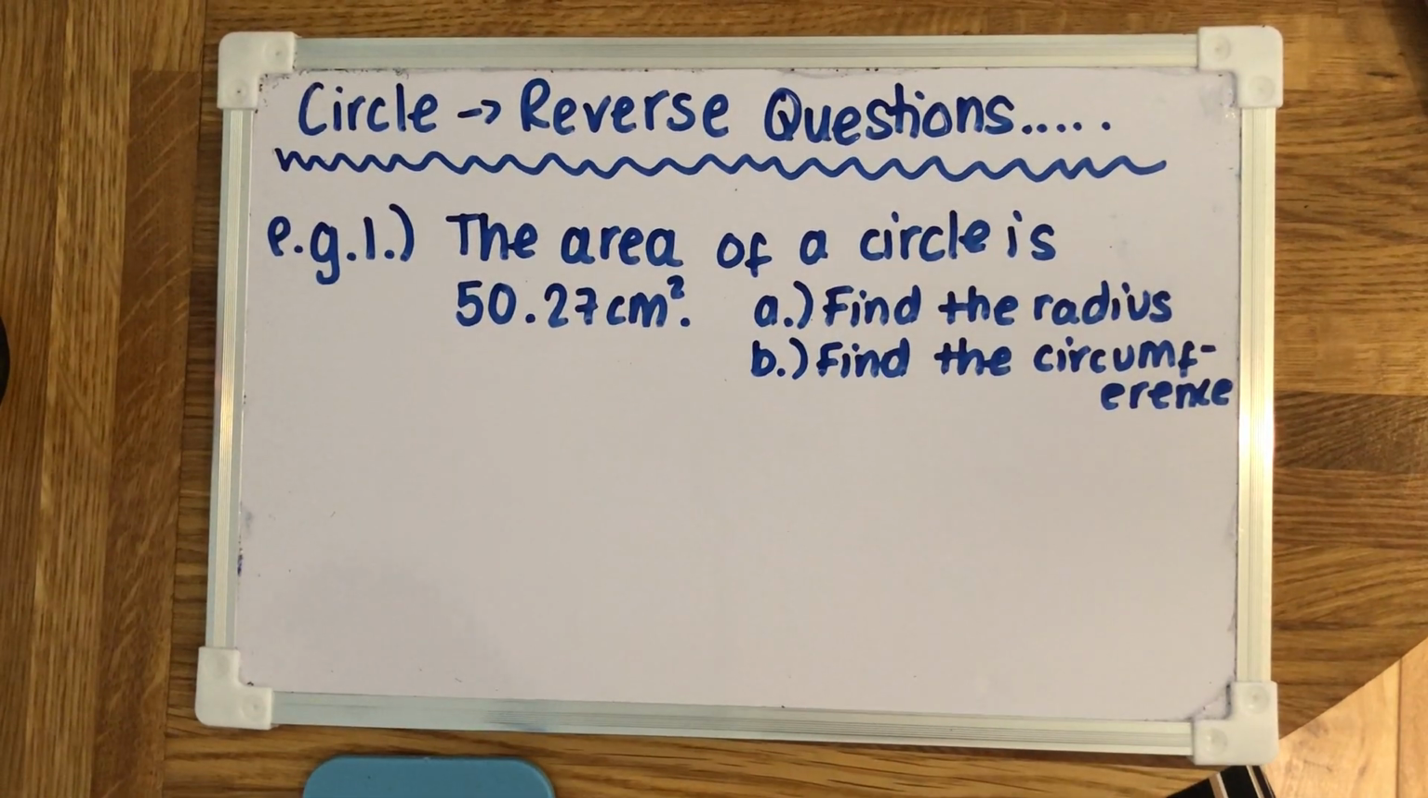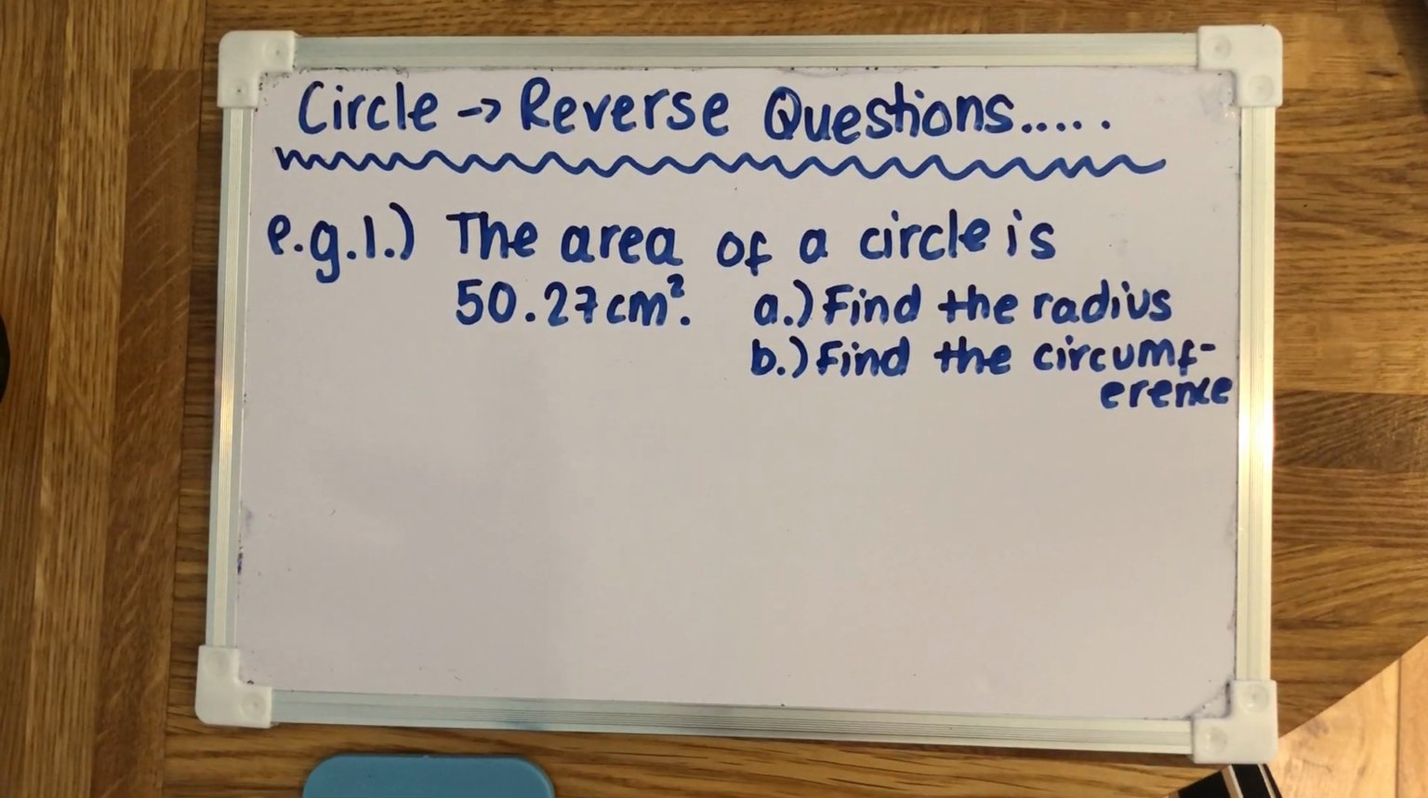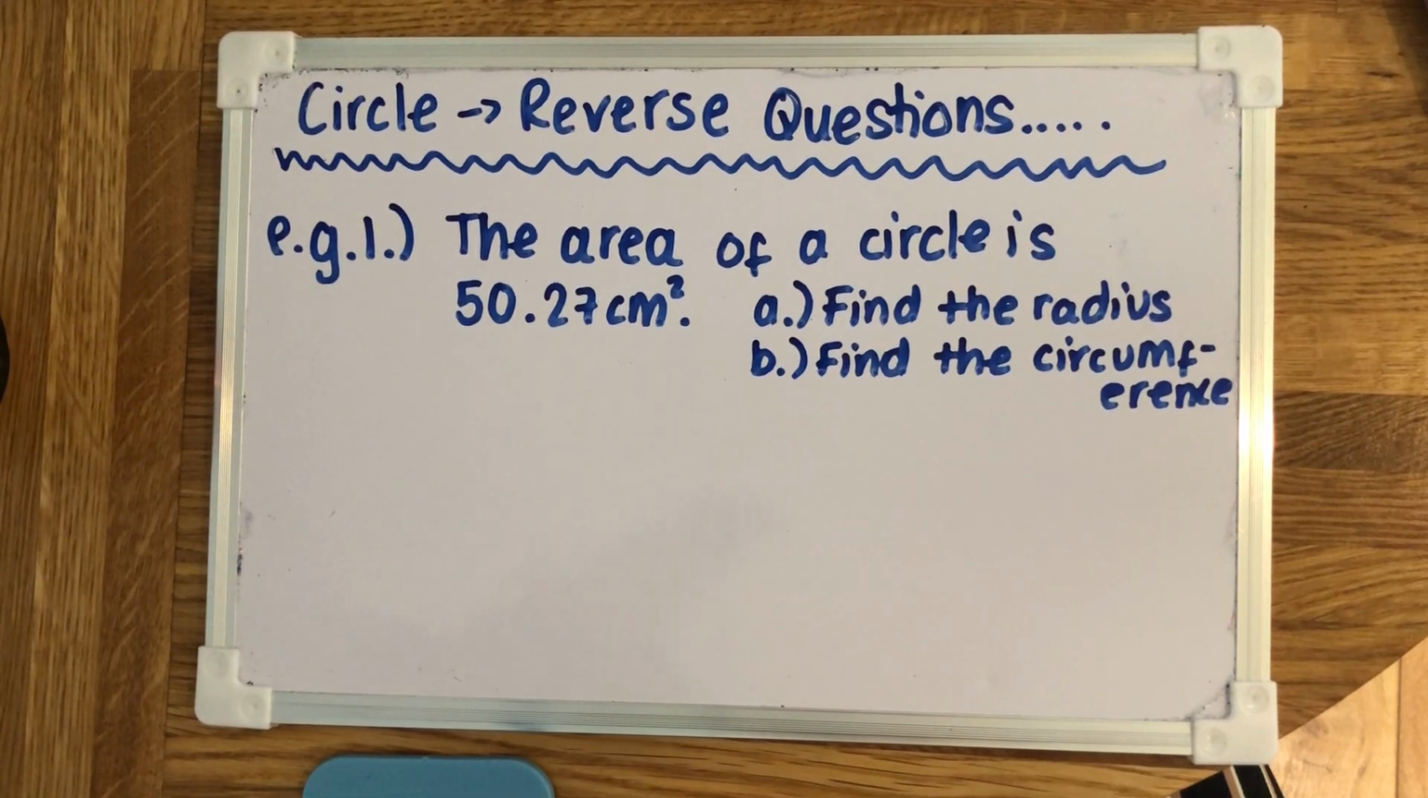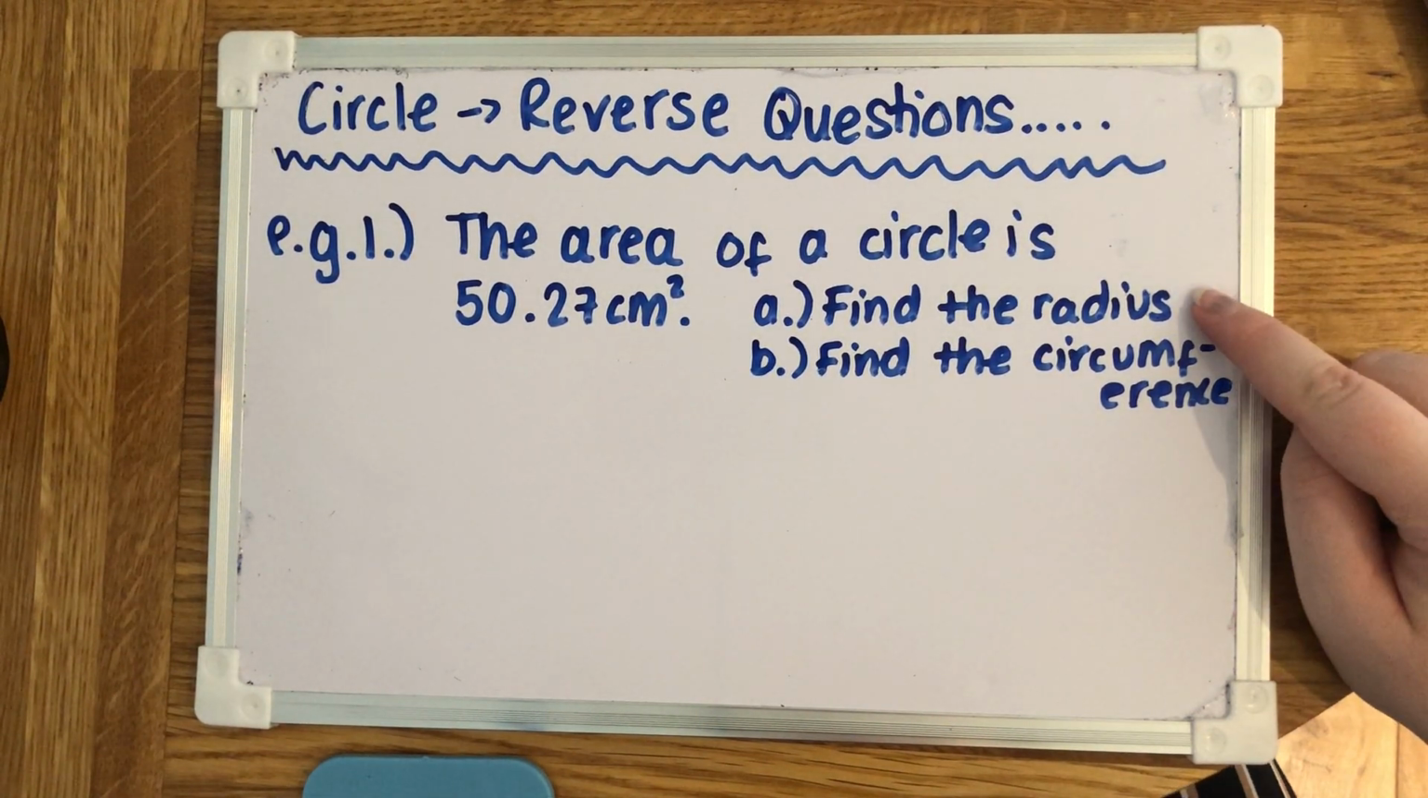Okay, so in this one we're going to be doing circles again, but we're going to be doing the reverse questions. So sometimes you'll be given the area or the circumference of a circle, and you've got to backtrack and work out what the radius or the diameter is. So we're going to start off with this one. We are told what the area of a circle is. We're told it's 50.27. The first thing we need to do is work out what the radius is.